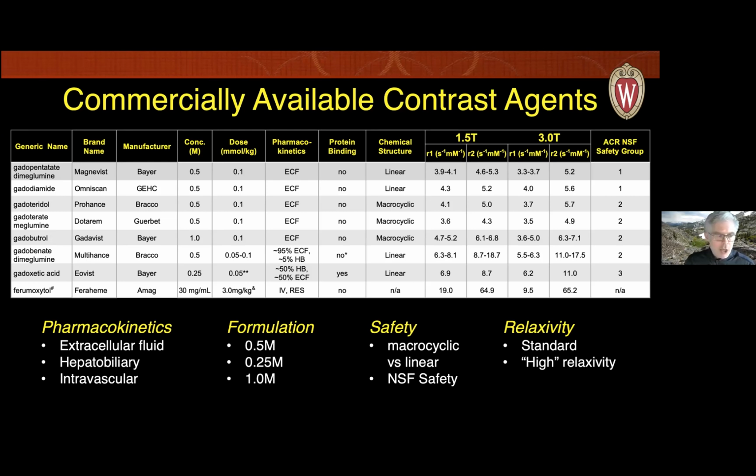to speed. You'll notice that one of the agents that's missing here is gadophosphate trisodium, which was known in Europe as Vasovist, and in the United States it was known as Ablavar. I took it off the list here because it's no longer available. It had a very high T1 relaxivity, and the reason is that it had binding with albumin.